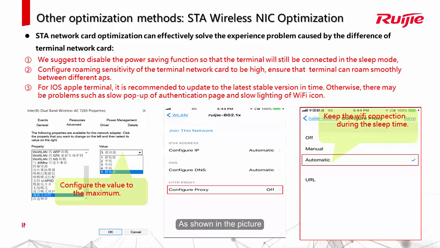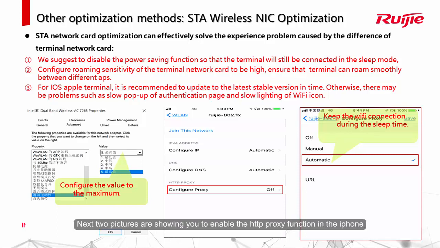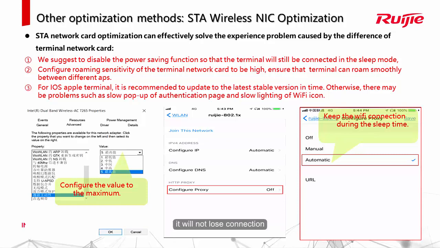As shown in the picture, the first one shows you how to increase the sensitivity of the network card. In this picture, 5 is the biggest one. The next two pictures show you how to enable the HTTP proxy function in the iPhone. So if the iPhone is in sleep time, it will keep the connection of Wi-Fi. It will not lose connection.